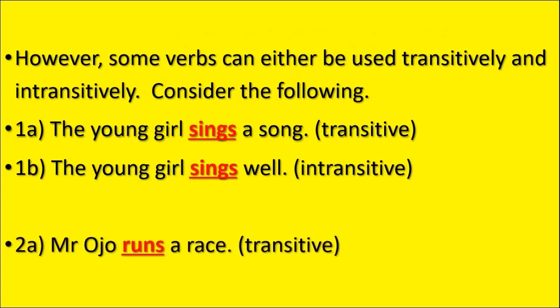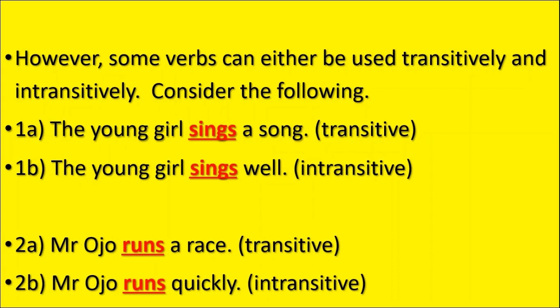Mr. Ojo runs a race. Runs is used as a transitive verb because it has a race as an object. While in the second one, Mr. Ojo runs quickly tells us how Mr. Ojo runs. So there is no object in this. It actually performs the function intransitively. As a result, there are some verbs that can be used as transitive and intransitive depending on the function they are meant to perform in sentences.